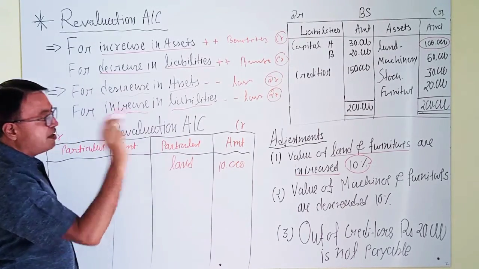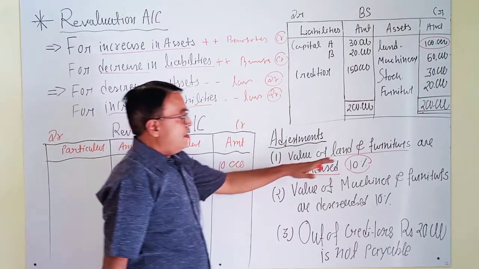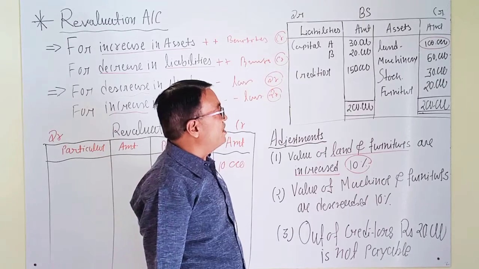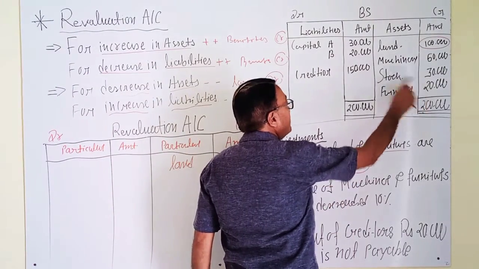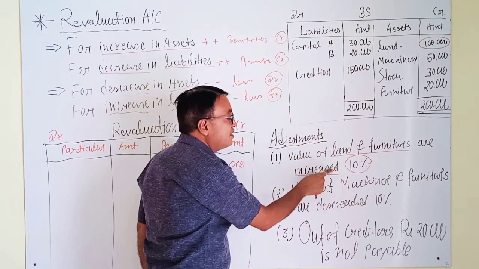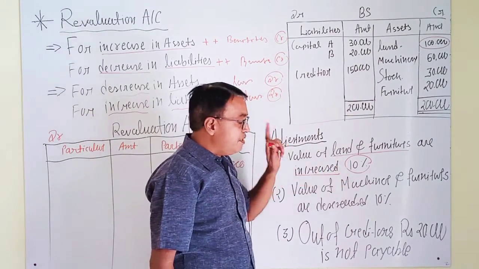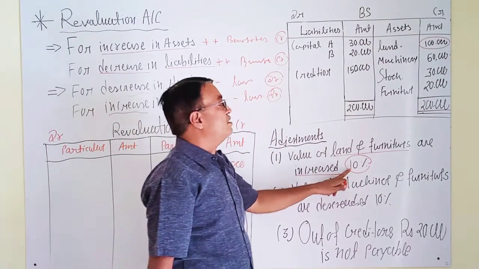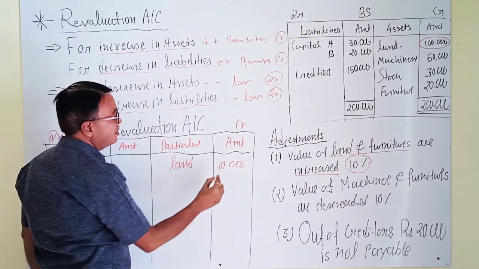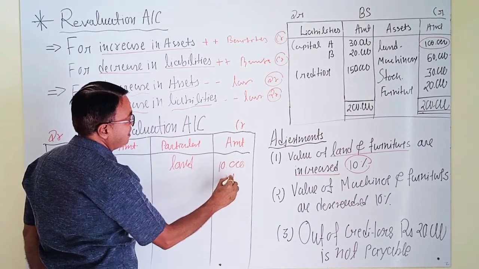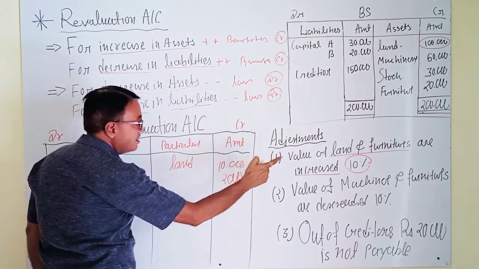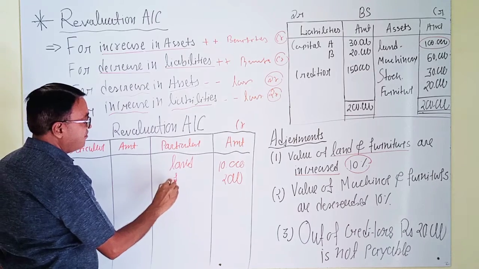Okay. Now next, land and furniture are increased. Here the value of furniture is given as 20,000, and now it will increase by 10%. 10% of 20,000 means rupees 2,000. This is the increased value, so I will write here 2,000. It is also a benefit because the value has increased. Then I will write here furniture.